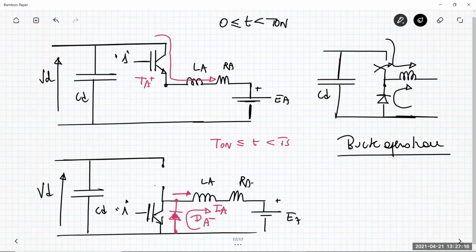Pay attention that if you have a MOSFET in place of the IGBTs, then during this time interval the MOSFET can withstand a current flowing in the sense depicted by this current here. In the case you have a MOSFET there, it is the MOSFET itself that conducts both at the T-on period and in the other interval. It's always the MOSFET TA plus or TA minus. For the IGBTs, TA plus, DA minus.